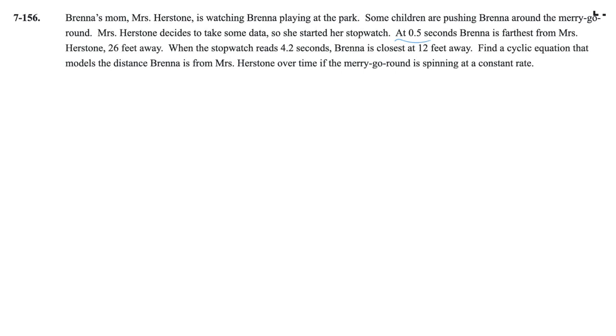So at half a second, Brianna is the furthest away. She's 26 feet away. When the stopwatch reads 4.2 seconds, she is the closest, 12 feet away. Find the cyclical equation that models the distance here, okay? So if we think about this in terms of a graph, I'm going to make a graph down here. The closest she gets is 12 feet away. The furthest she gets is 26 feet away.